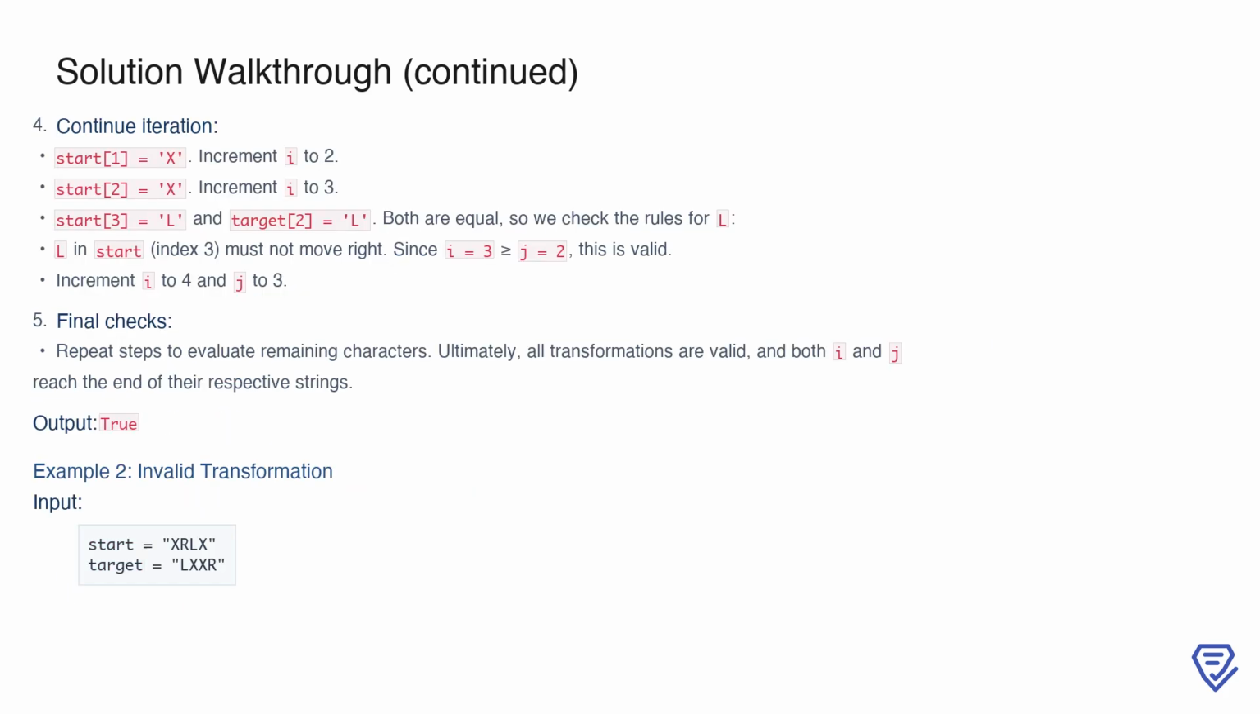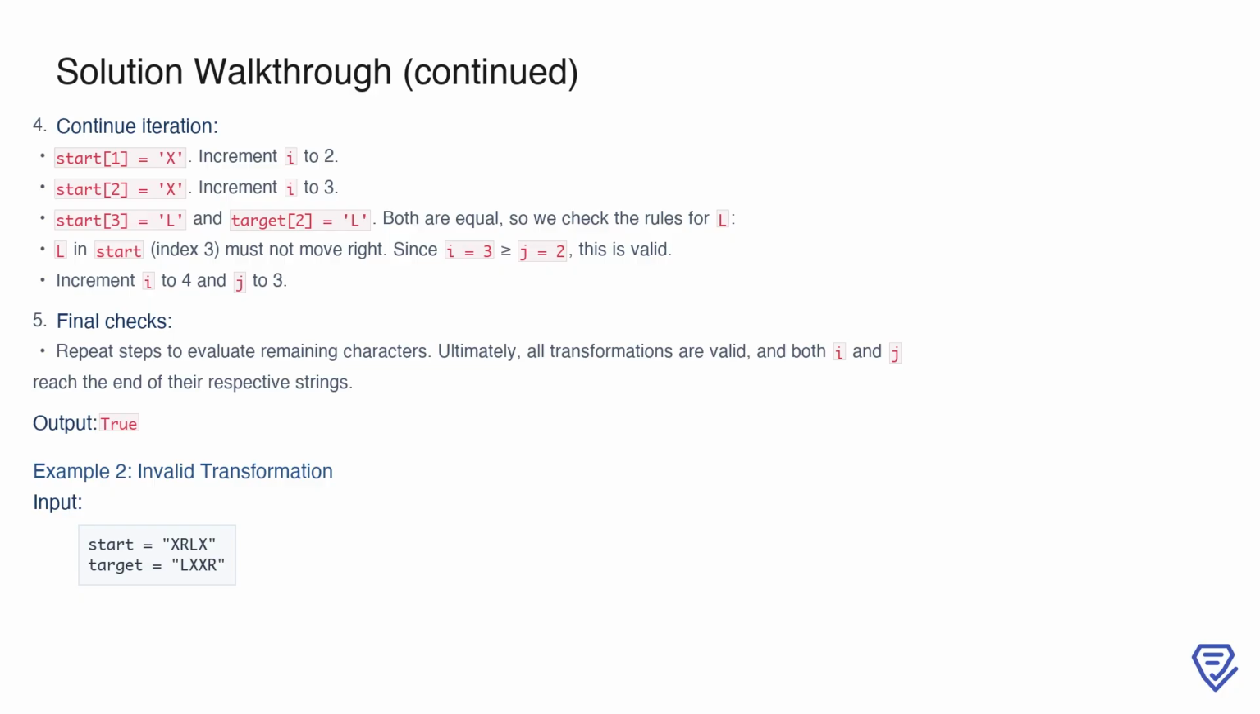As we continue iterating, we encounter some X characters in the start string. At start 1, the character is X, so we simply increment I to 2. Similarly, start 2 is also X, so we increment I to 3. At this point, we find that start 3 is L and target 2 is also L, so the characters match.